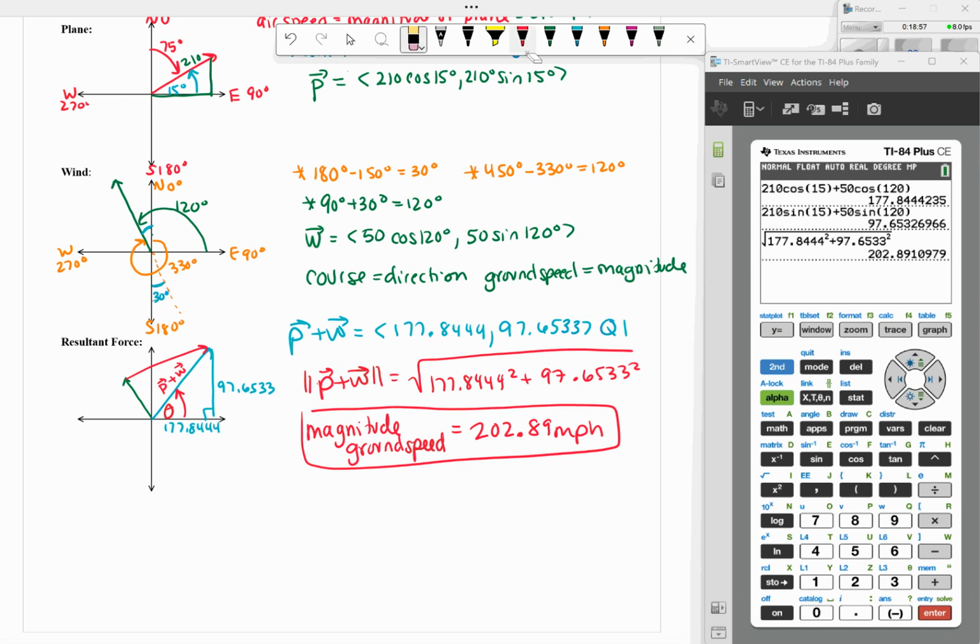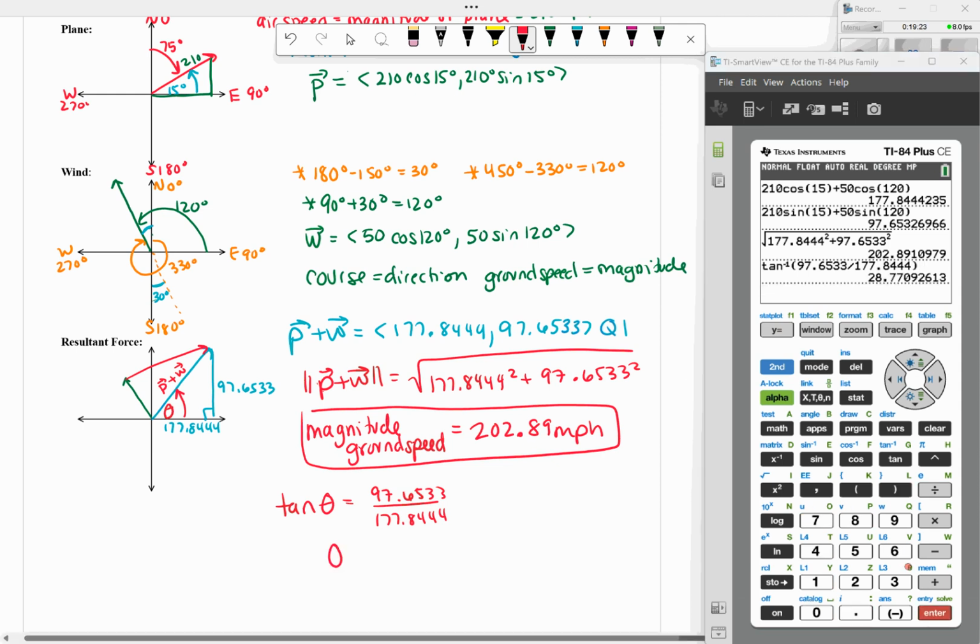So the tangent of theta is equal to opposite over adjacent, so 97.6533 divided by 177.8444. So tangent inverse of 97.6533 divided by 177.8444. And that gives us theta equals 28.7, let's do 28.8 degrees. And this is a standard angle.